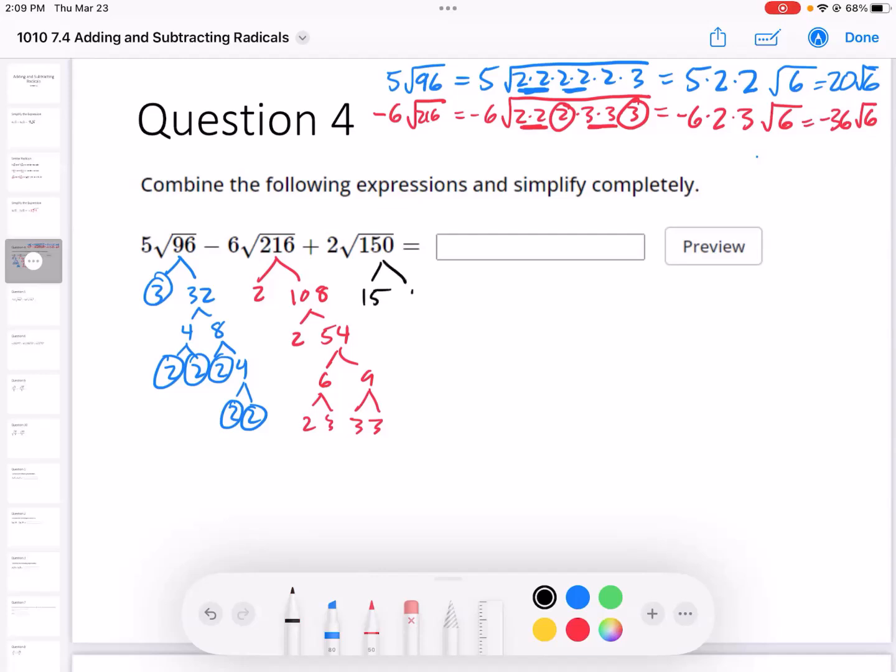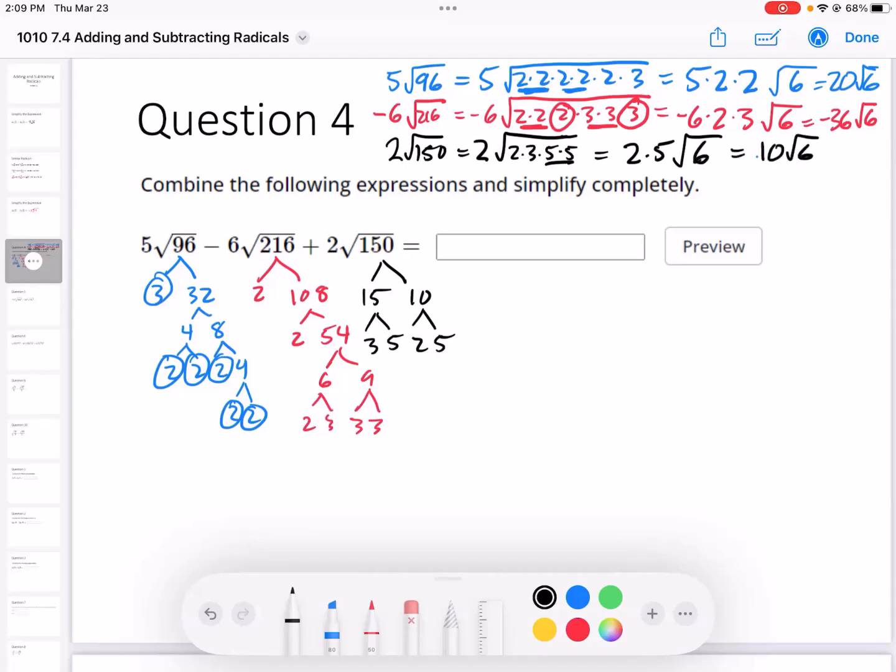So 150 is 15 times 10. 15 is 3 times 5. 10 is 2 times 5. So 2 times the square root of 150 equals 2 times the square root of 2 times 3 times 5 times 5. And when I look inside of that square root, there's only one number that's squared, and that's the 5. So I'll take the square root of 5 squared, which is just 5. So I'll have 2 times that 5. And then again, the 2 and the 3 don't have any pairs with them, so they can't be square rooted. So you leave that inside the square root, and you end up with 10 square roots of 6.